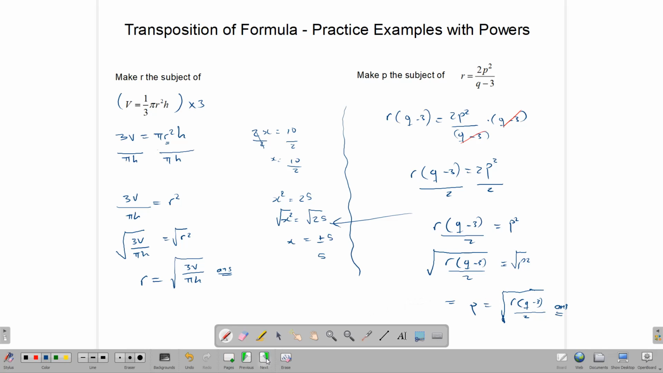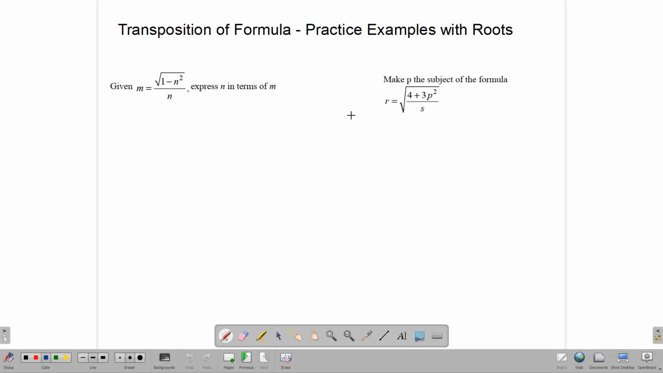More examples. Now here we have two final examples to look at, and these two have roots in them. So we are told that m is equal to the square root of 1 minus n squared over n, and we have to express n in terms of m. Now, to get rid of a square, we find the square root. So if x squared is equal to 25, then x is equal to the square root of 25. So we take the square roots to get rid of the square.